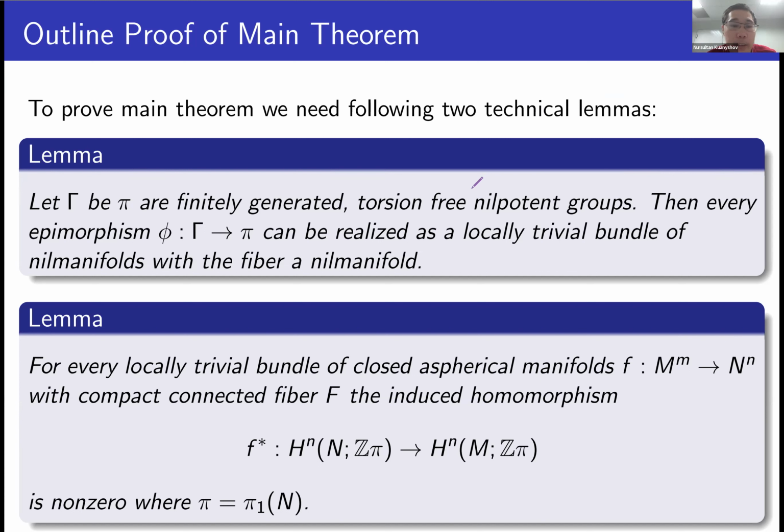And the second lemma tells us that then the induced cohomology homomorphism, we get a non-zero homomorphism in the ends. Then, since the LS category of a map is less than or equal to the minimum of the domain and the range, we get equality.